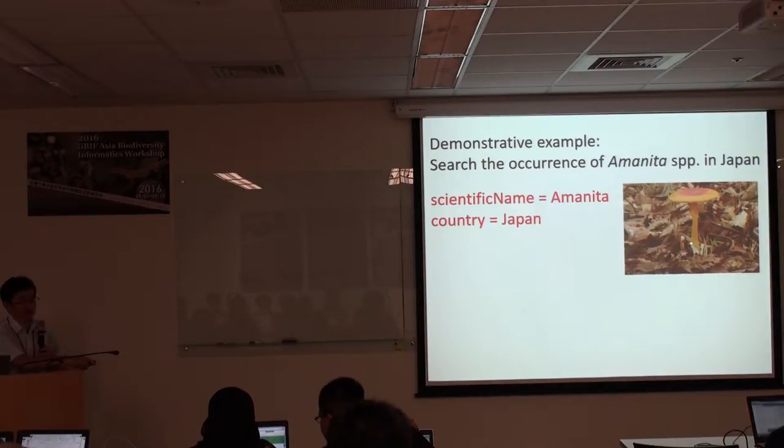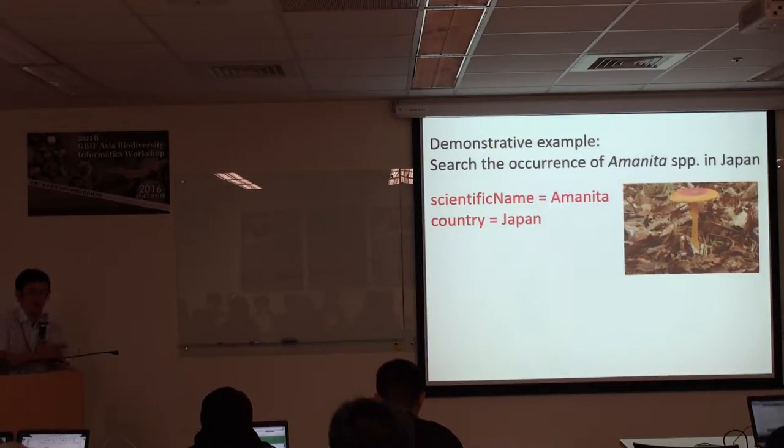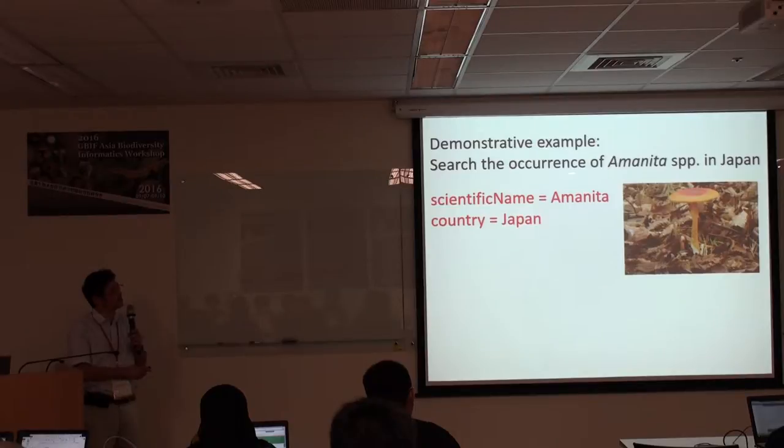Actually, this is very delicious, but there are similar species, close relatives, which are poisonous. So please be careful when you eat mushrooms anyway. Right. So in this case, we want to search for Amanita species in Japan.